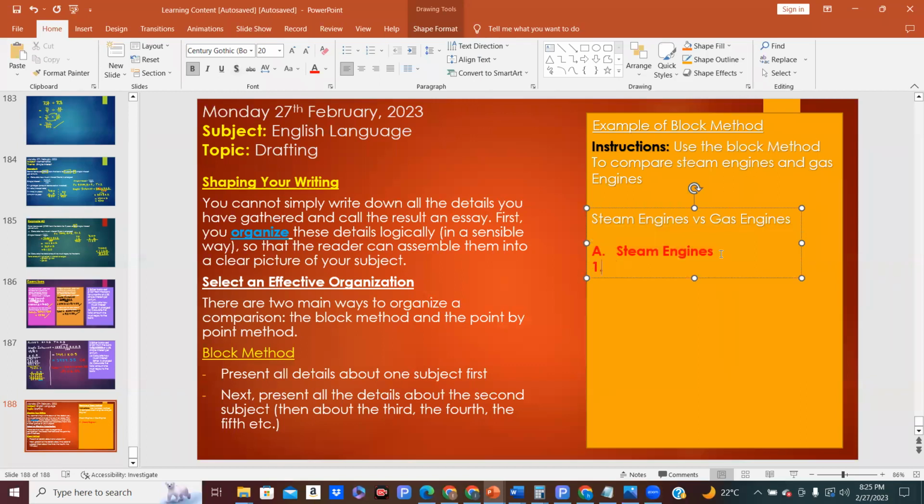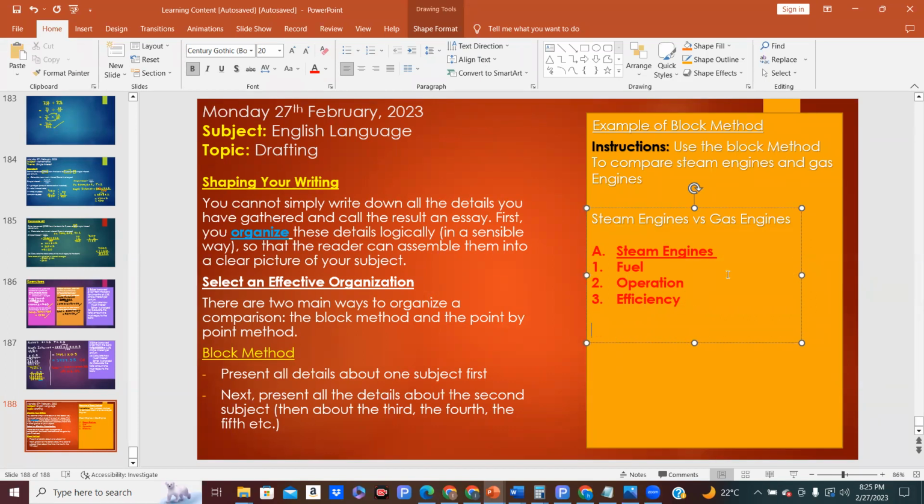Then you're going to talk about, okay, what does the steam engine use for fuel? What's the operation of the steam engine? And then how efficient is it? Okay, efficiency. So that's what that would be for the steam engines. And in this, you don't mention anything about the gas engines. You're just really talking about the steam engines by itself.